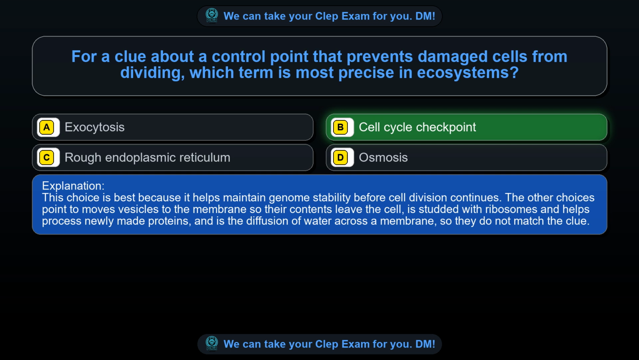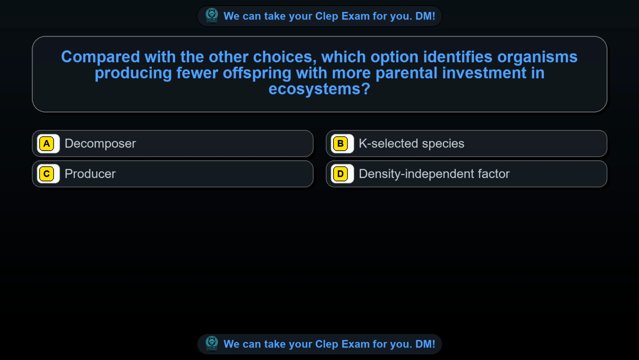the clue. Question 13. Compared with the other choices, which option identifies organisms producing fewer offspring with more parental investment in ecosystems? Option A, decomposer. Option B, K-selected species. Option C, producer. Option D, density-independent factor. The correct answer is option B, K-selected species.